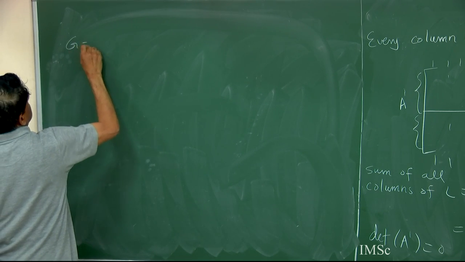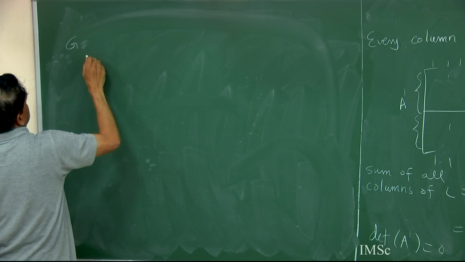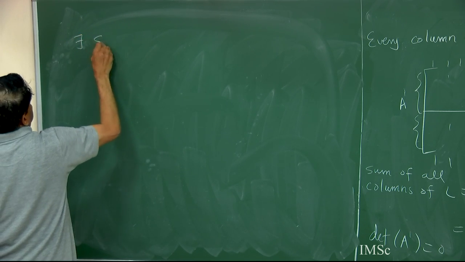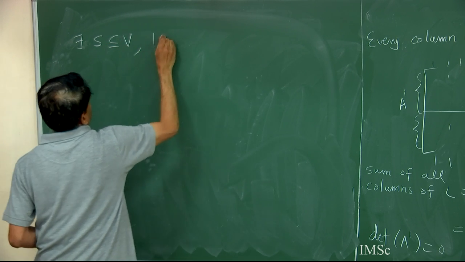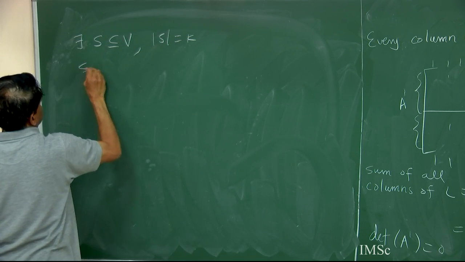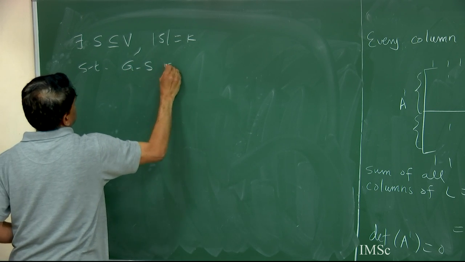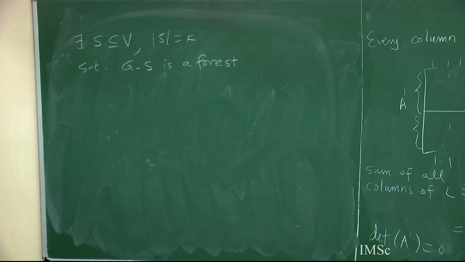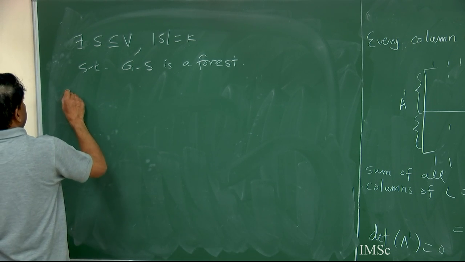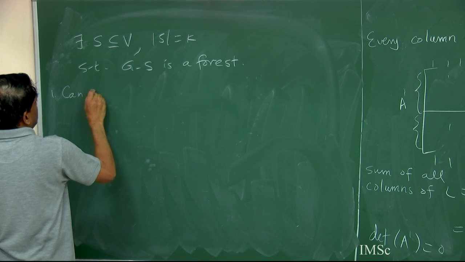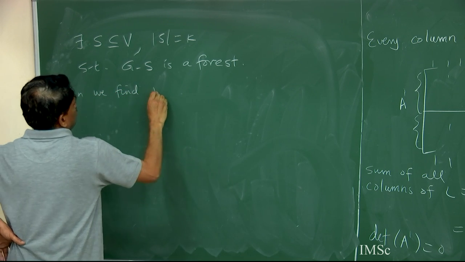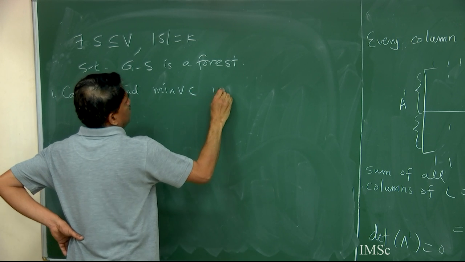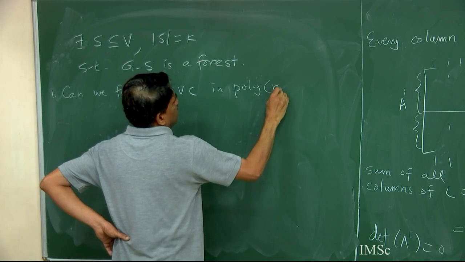So G is, or let's say there exists an S contained in V, cardinality of S is some K, such that G minus S is a forest. Okay, forest or a tree, where you can solve minimum vertex cover in polynomial time, you know, you just saw a very simple algorithm. Then, first question, can we find min vertex cover in poly in n comma k?